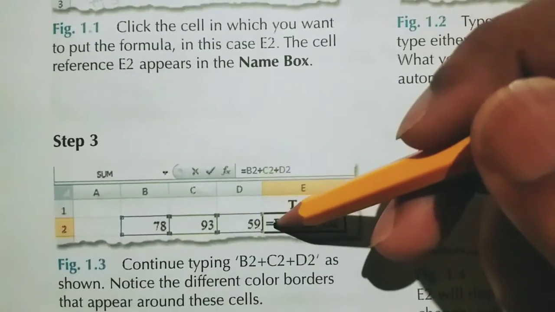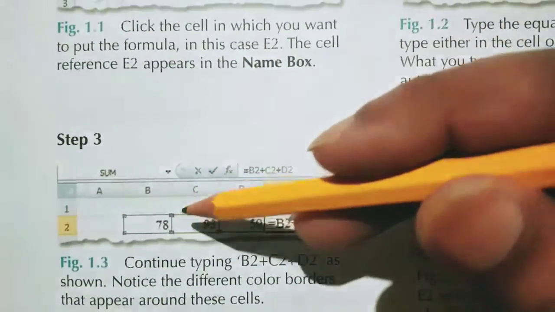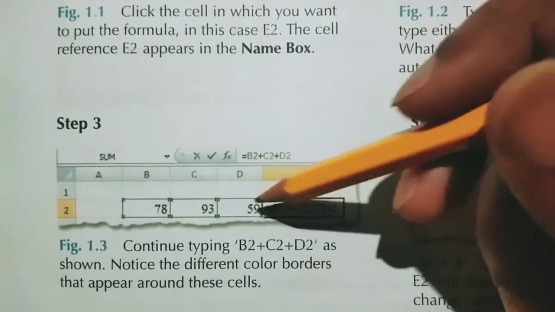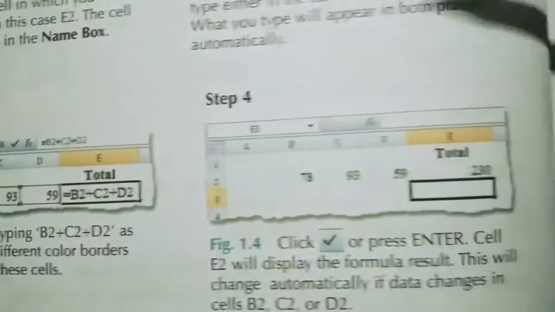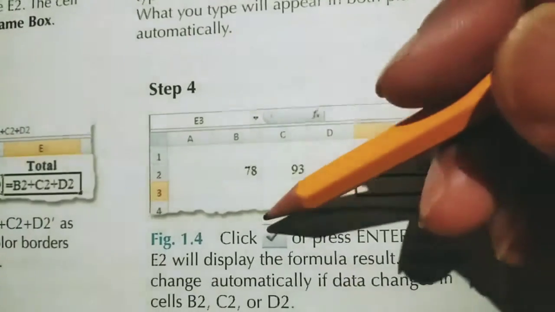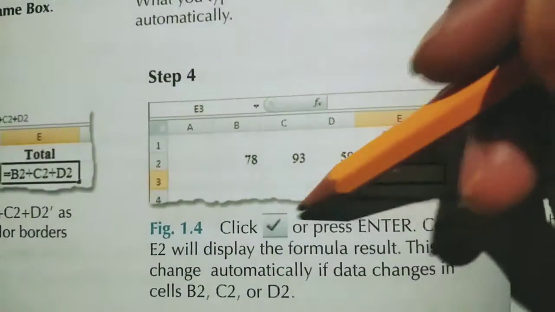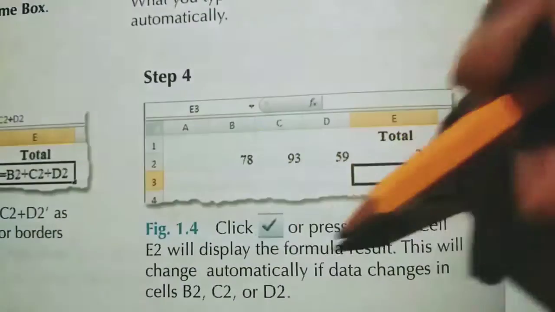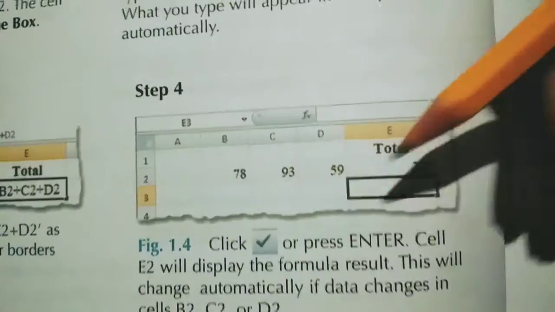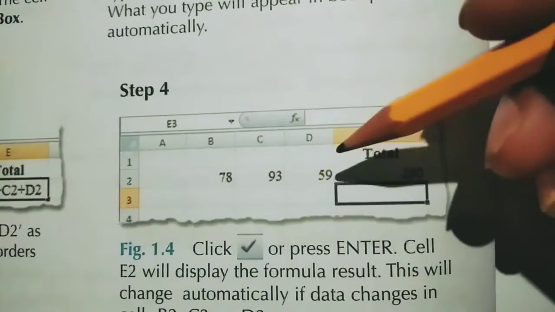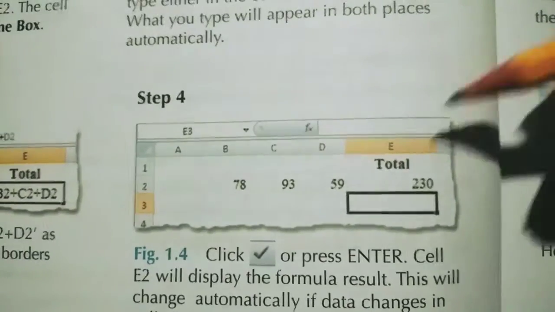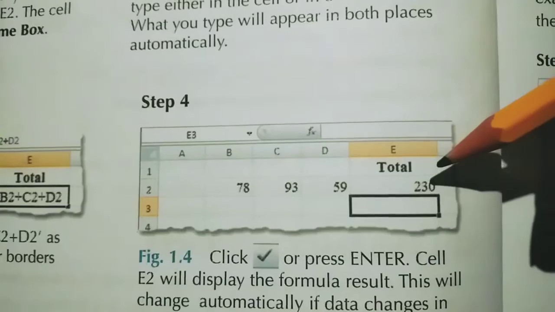First of all, you have to write the equal to sign. Then you have to write the name of the cell, B2 plus C2 plus D2. That means 78 plus 93 plus 59. See here, it is written in this way. And the fourth step: the total is given, 230. When you click the tick or press enter, cell E2 will display the formula result. This will change automatically if data changes in B2, C2 and D2. After you press enter or the tick mark, the result will be shown in this cell. After adding all these three numbers, it comes to 230.